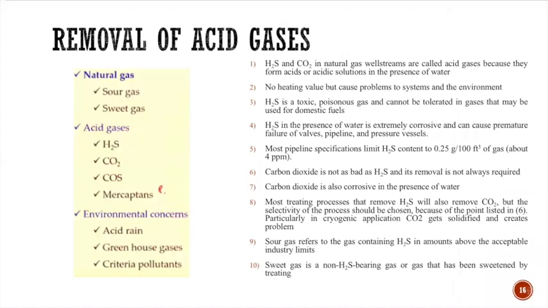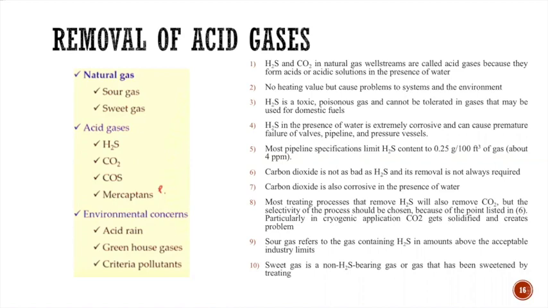Let's move on to removal of acid gases. Now, as you know, these acid gases, which are termed as hydrogen sulfide, carbon dioxide, and other mercaptans, are very harmful because they cause corrosion problems and create a very toxic environment. Therefore, these need to be removed. So we'll discuss one by one.